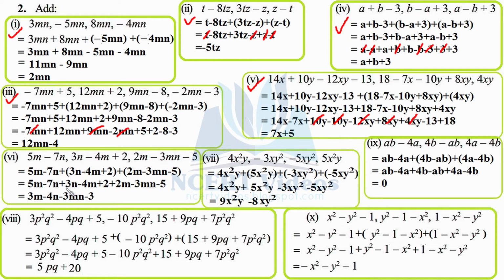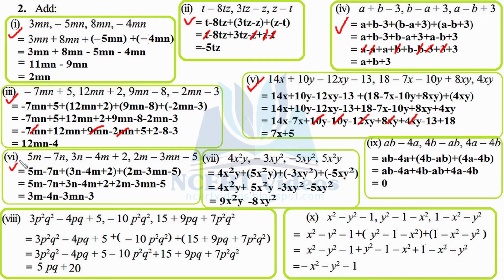This will give you minus 4n. Again, we have n? No. Therefore, we are writing minus 4n. Solve for n as well. Now, we have this mn, we have only single mn, therefore writing minus 3mn. And for constants, 2 and minus 5. That gives you minus 3.